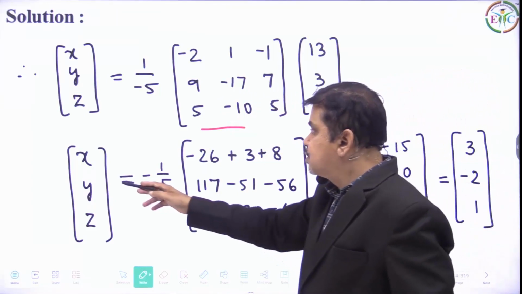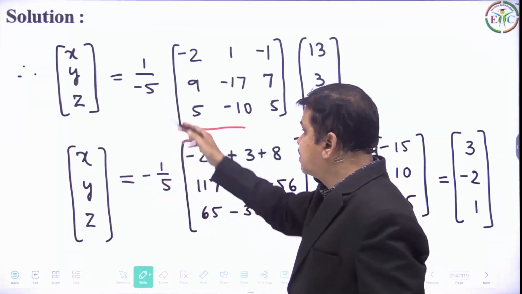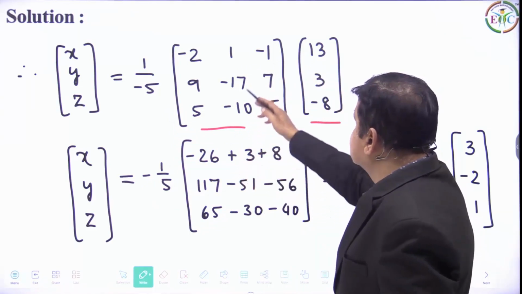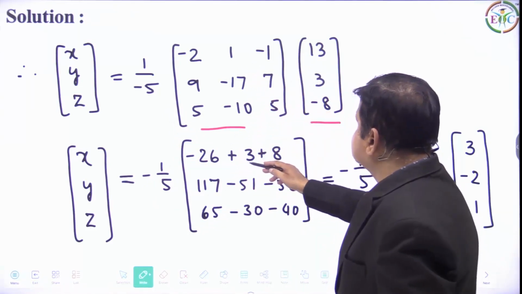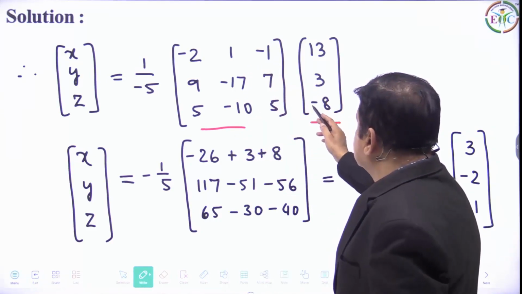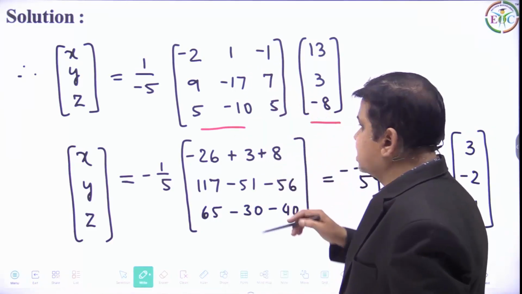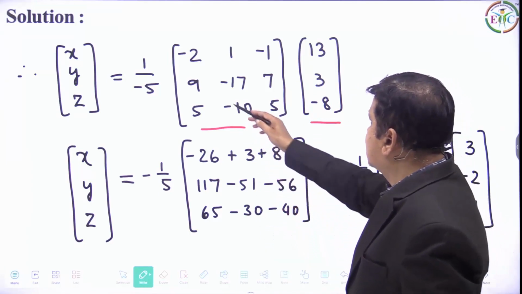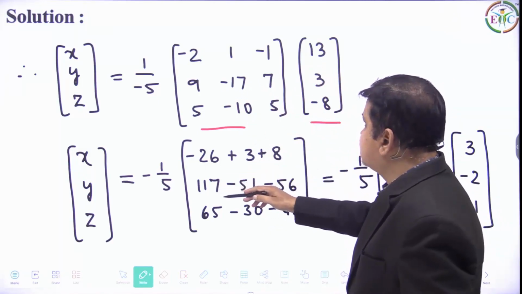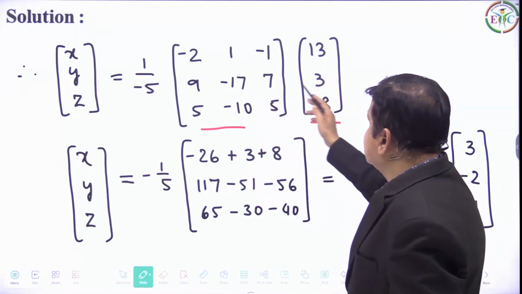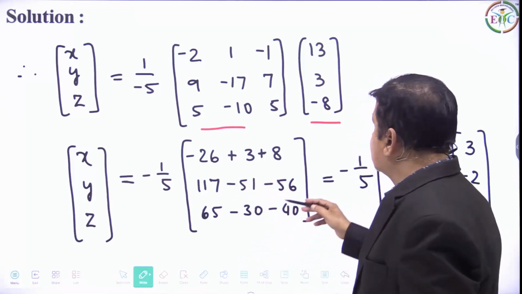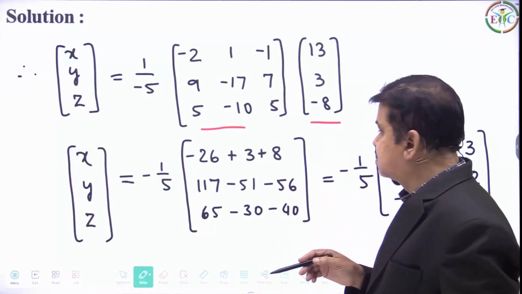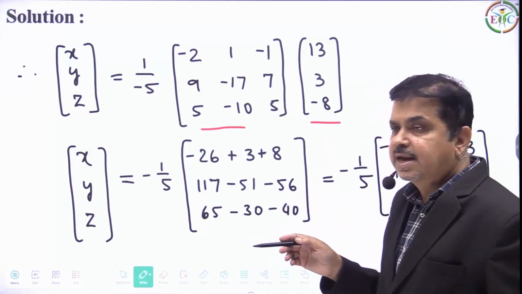So this is equal to minus 1 by 5 into, minus 2 into 13 is minus 26, plus 1 into 3 is plus 3, and minus 1 into minus 8 is plus 8. This is the element of the first row. Coming to the second row, we have 9 into 13 is 117, plus minus 17 into 3 is minus 51, plus 7 into minus 8 is minus 56. These are the elements of the second row.